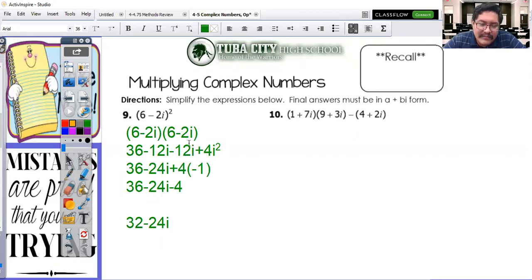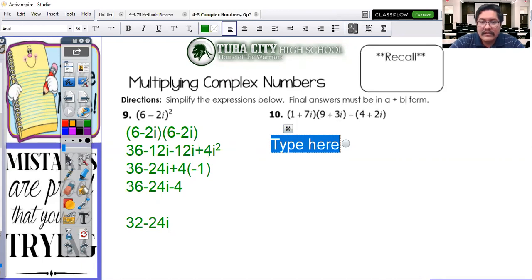Okay, so let's see what we have here. It looks like we actually have a combination of multiply. So we got to multiply these two groups here. And then when we're done, it looks like we may have to add this, well, subtract it in this case.